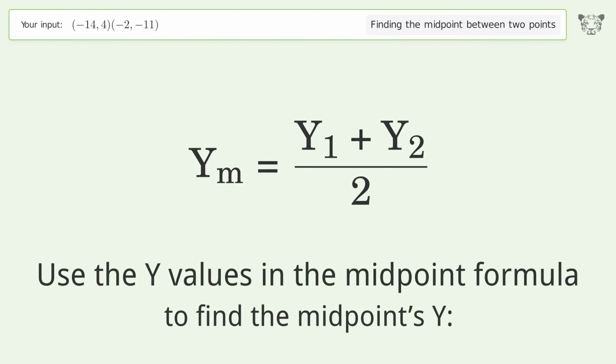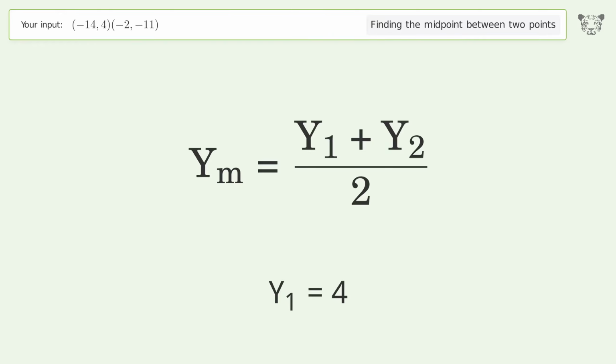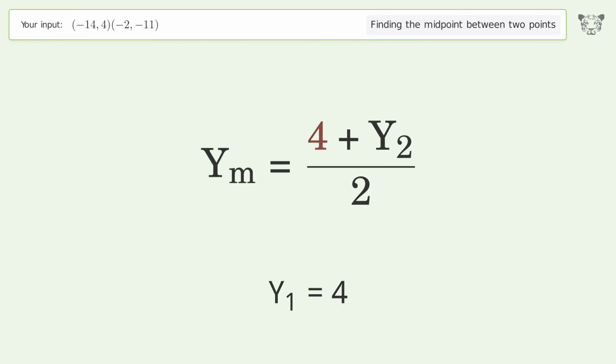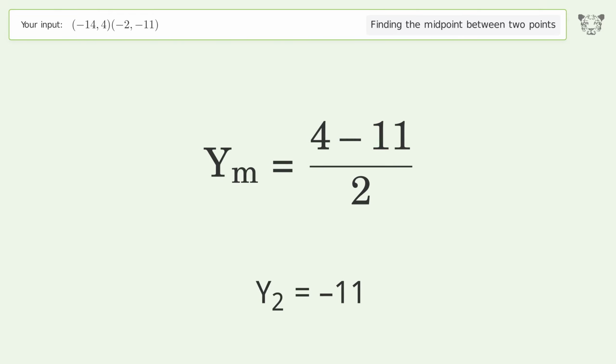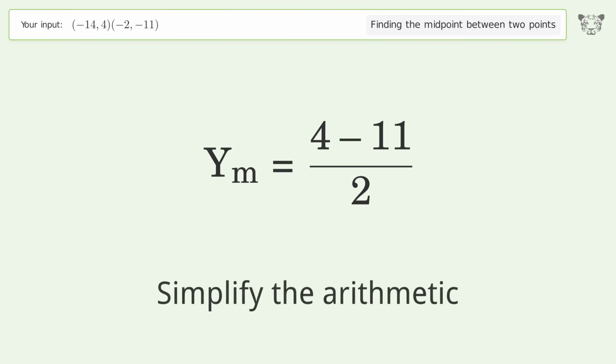Use the y values in the midpoint formula to find the midpoint's y. y1 equals 4. y2 equals -11. Simplify the arithmetic.